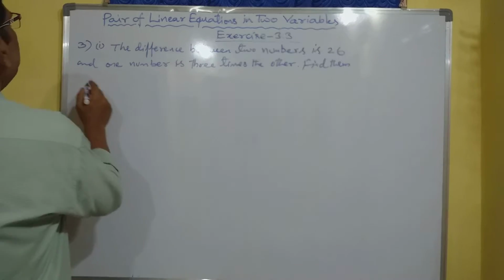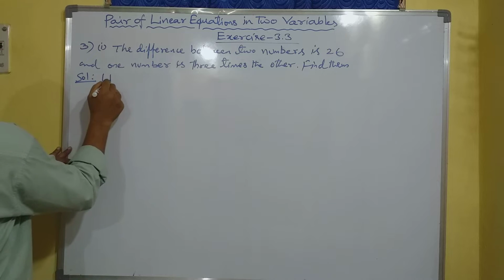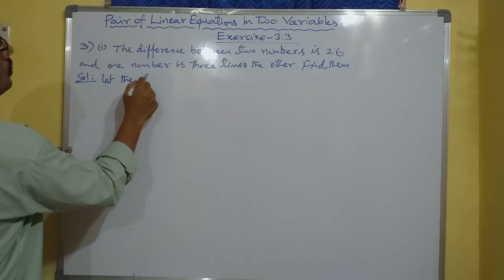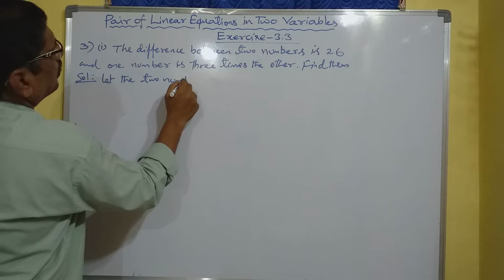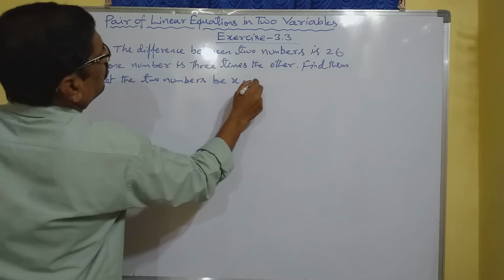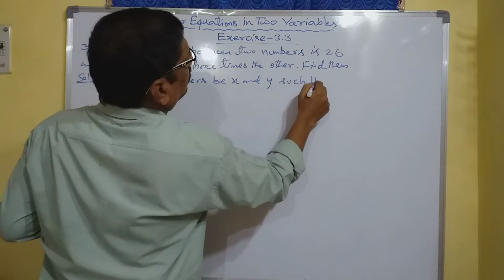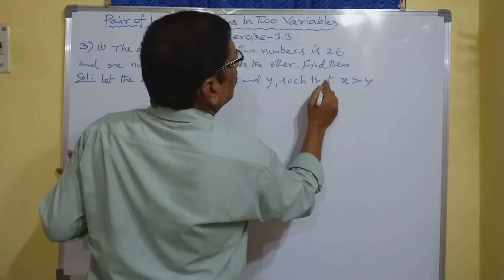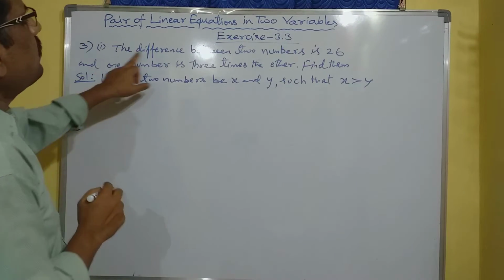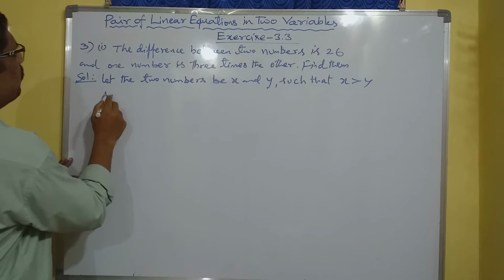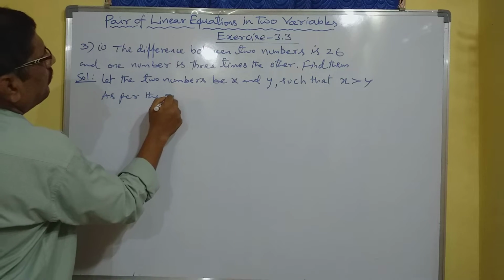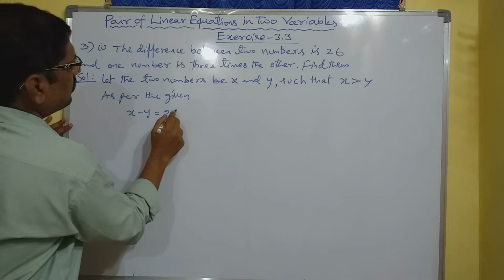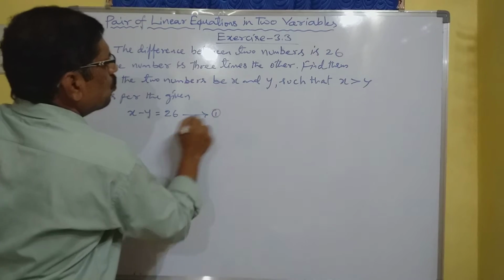Now let us take the two numbers X and Y, such that X is greater than Y. Let us take X as the bigger number. Now, he has given the difference between the numbers. As per the given, we can say that the difference between the numbers, X minus Y, is equal to 26. Let us take this as the first equation.